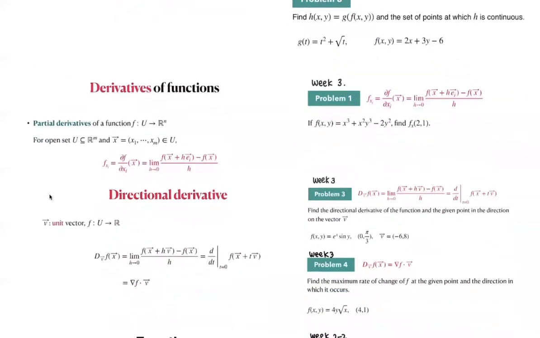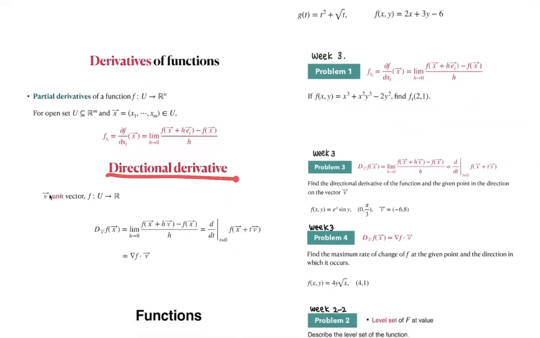And then we talked about the partial derivatives. So partial derivative is calculated by definition. You can calculate it using this limit here. So you can practice by solving some problems. And directional derivative is like a partial derivative. We can calculate it using the limit.